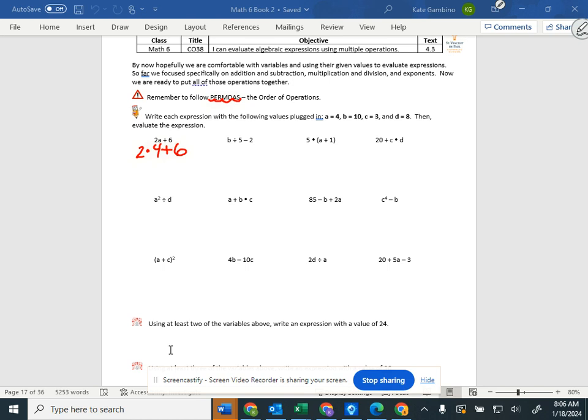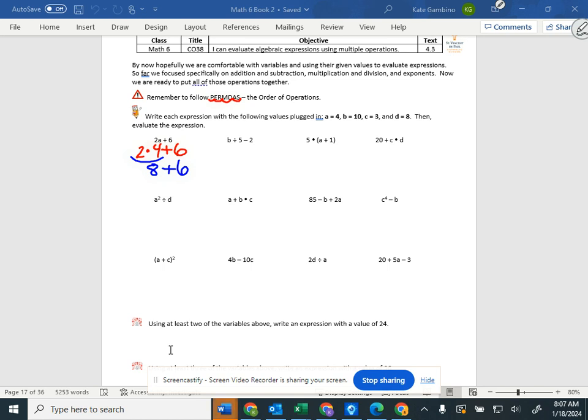So now we look at PERMDAS. What's the first step I have to do? Parentheses? On this expression, there's no parentheses. There's no exponents or radicals. So what am I gonna do? Multiplication is first. Multiplying and dividing, and I see a multiply right away. So 2 times 4 is 8 plus 6.